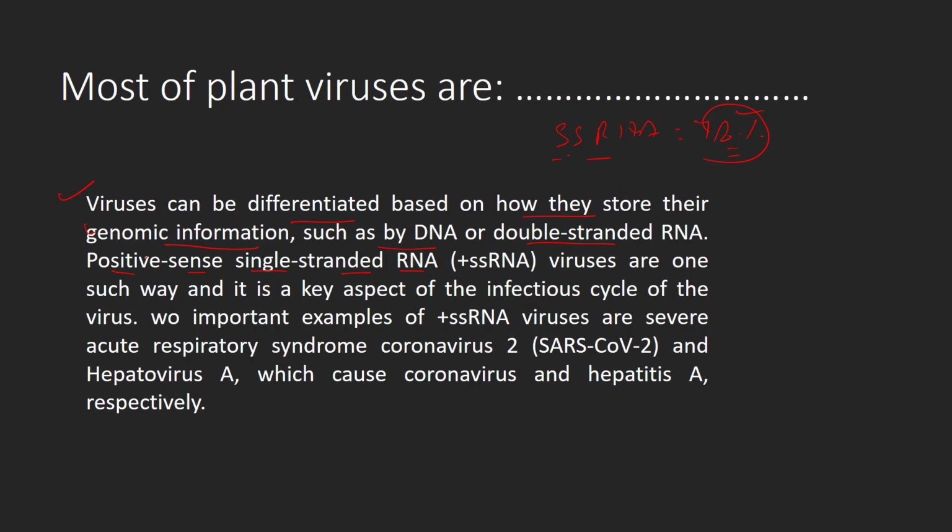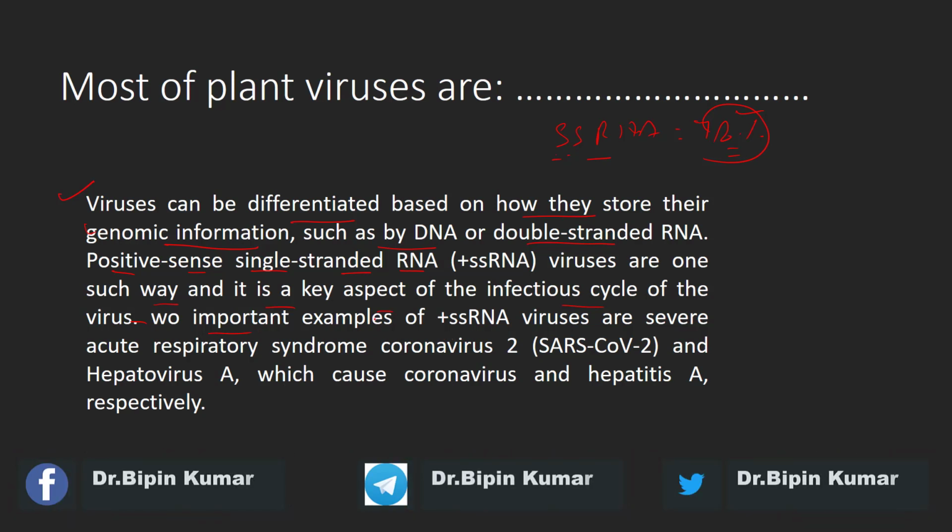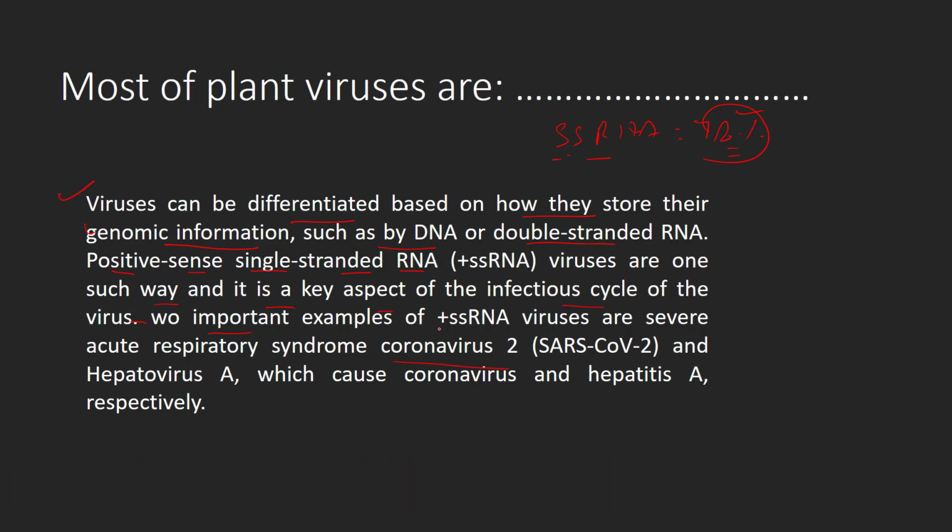Positive sense single strand RNA is a key aspect of the infectious cycle of the viruses. One of the most important examples here is the acute respiratory disease like coronavirus. That is an example of positive single strand RNA viruses, and coronavirus and hepatitis A are examples of positive single strand RNA.